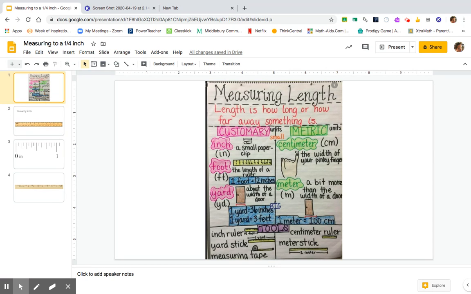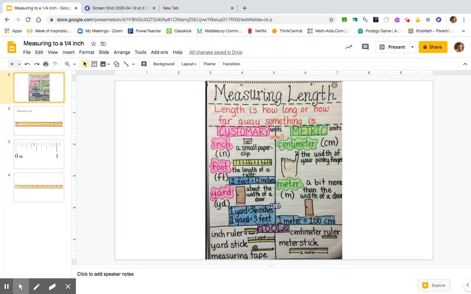Customary units are something that we use here in the United States when we measure things in inches, feet, or yards. For today's lesson, we're going to think about inches. This is when we want to measure items that are quite small, such as a paper clip. If you look down here with the tools, here are some of the tools you can use to measure customary units. We use the inch ruler, the yardstick, and the measuring tape.